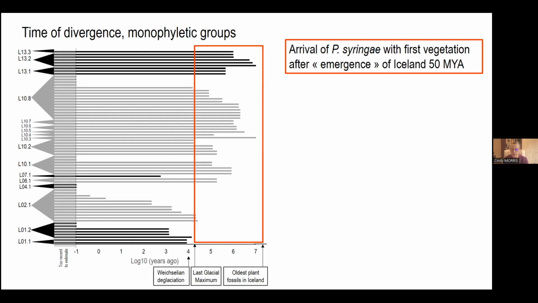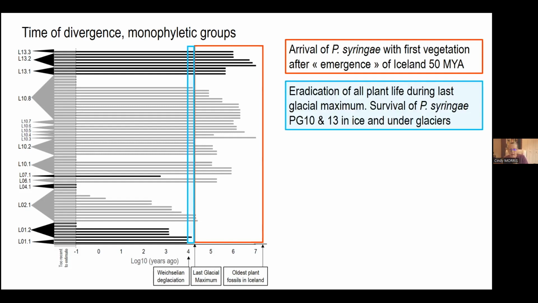So here's the scenario. Iceland is only 50 million years old. It emerged from the sea. It wasn't a volcanic explosion, it just emerged from the tectonic plates of the sea. And so already you can see that none of the monophyletic groups of Pseudomonas syringae, for their age that I estimated, are older than 50 million years. So this is already the first part of the coherence. They're not older than the island itself. All right, that's really interesting.